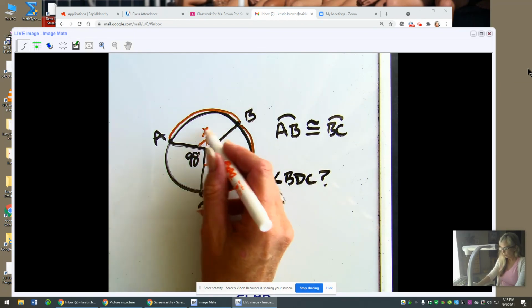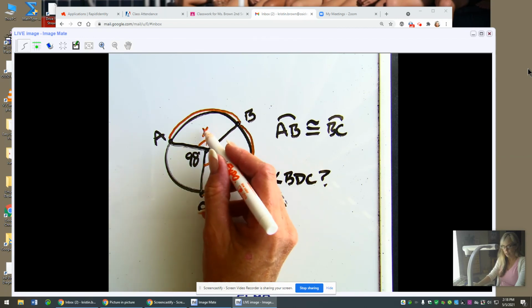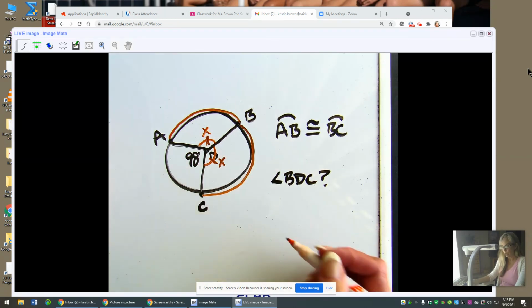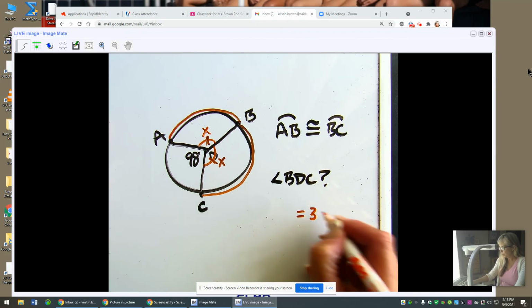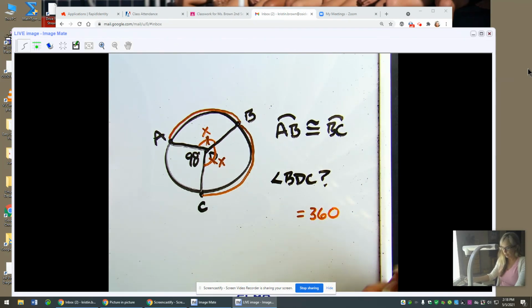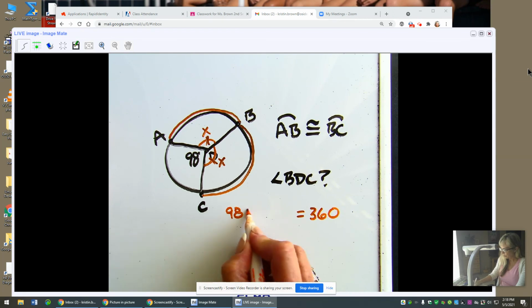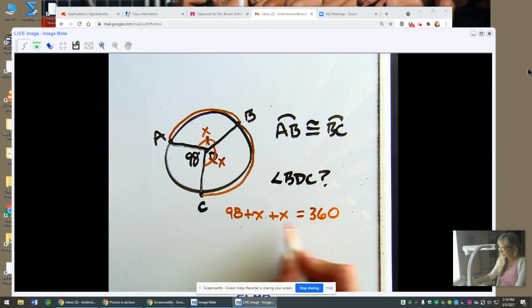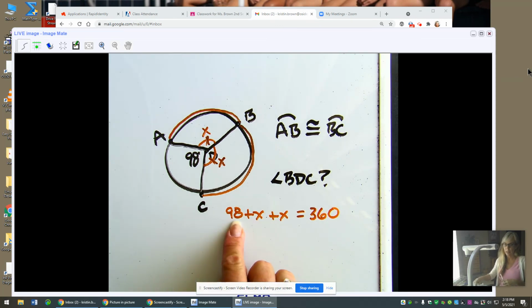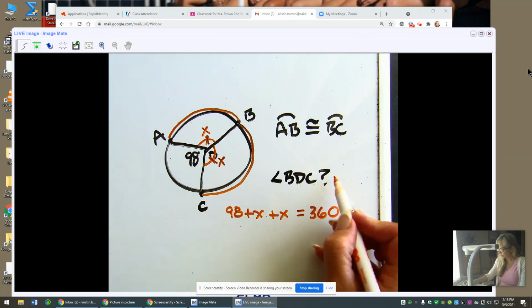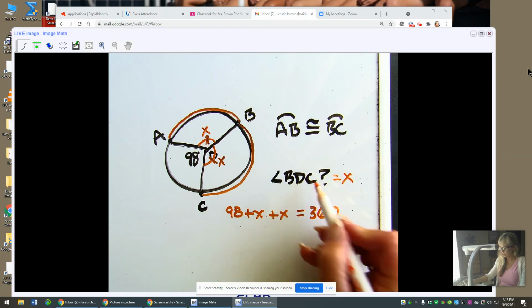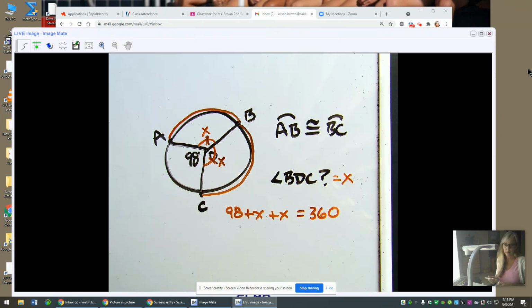I know that all three of these angles, the 98 degrees, the X, and the X, all three of them are going to add up to, I want you to say it, but you're not really there, 360 degrees. So 98 plus 2X is 360. And I'm going to stop there and let you take the problem from there. So combine your like terms, subtract 98, divide by 2, and you have the X value. The X value is angle BDC. Okay? Good. Done and done.